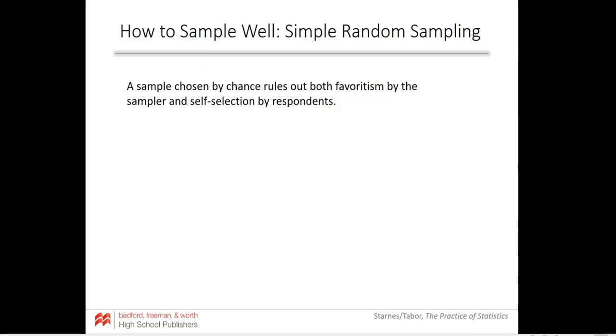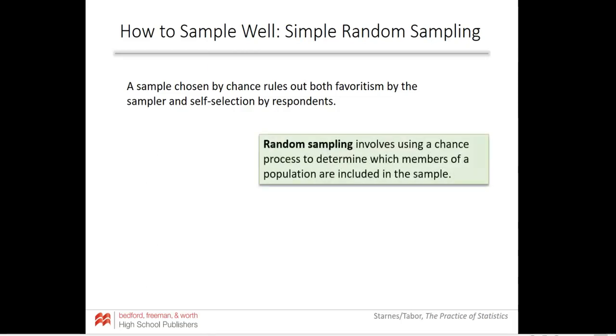A sample chosen by chance rules out both favoritism of the sampler and the self-selector. So if you haven't caught on, if the sampler chooses who gets to be asked the question, that's usually bad. If the person chooses themselves, voluntary response, that's usually bad, right? So would a better way be to randomize it? Let chance be the picker, because chance will usually do a better job than someone who might have a bias. So random sampling is good, right?